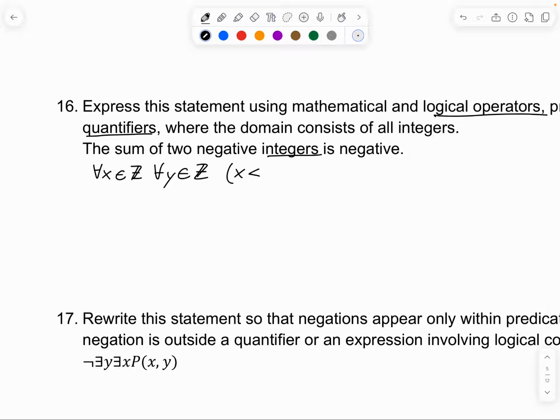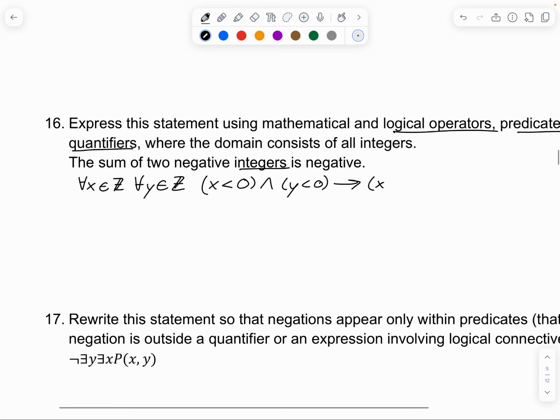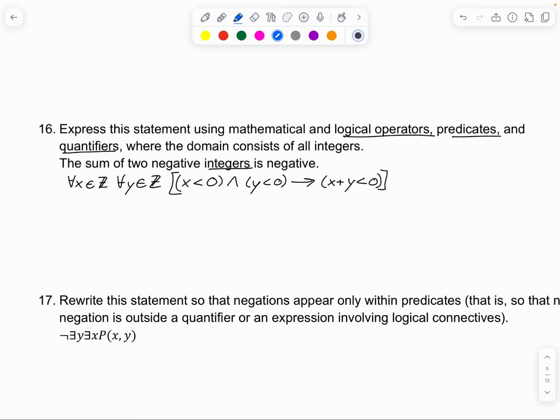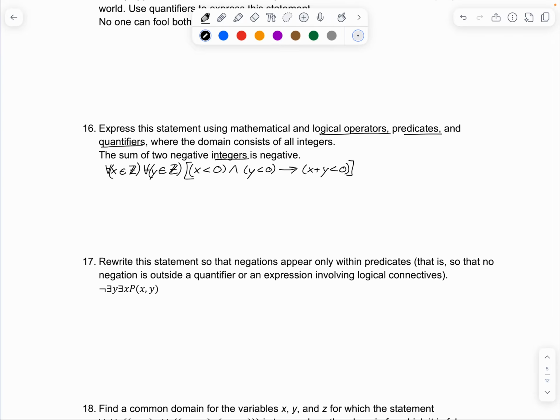If x is negative and y is negative, then we can conclude that their sum is negative. And that is pretty much what we're looking for. I believe I forgot this part on the answer key, so I'll make that adjustment, but it does specifically say integers, so we should specify for any integer x and any integer y. If they're both negative, then their sum is negative.